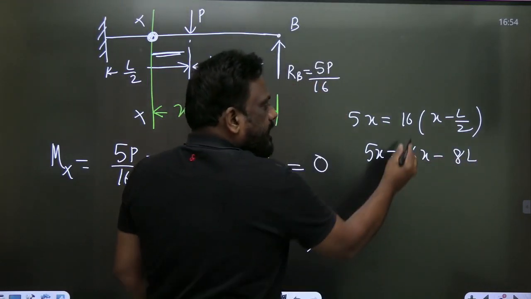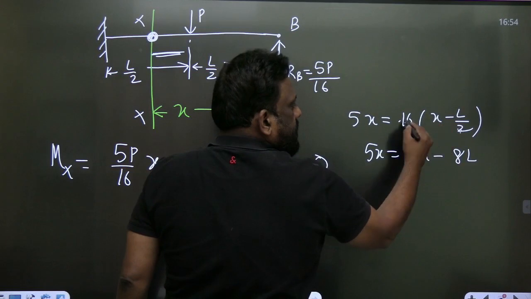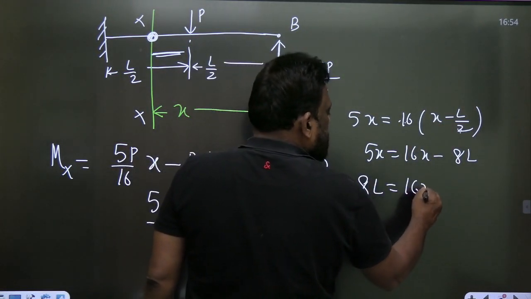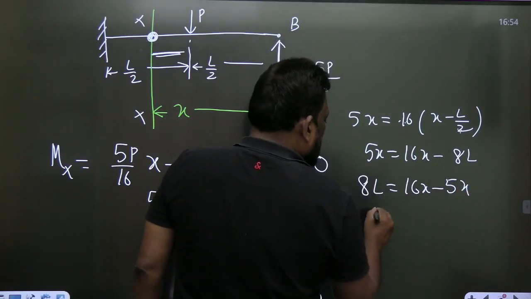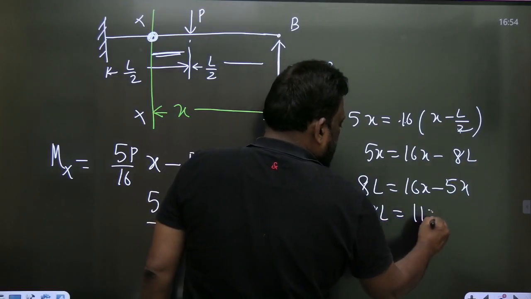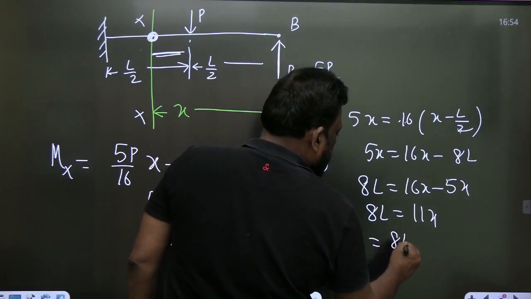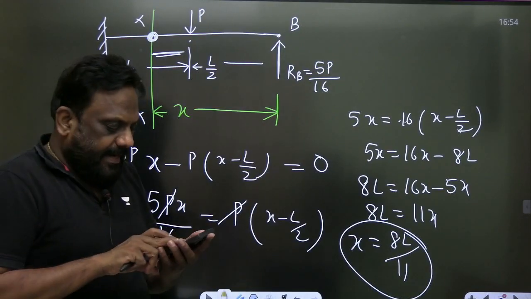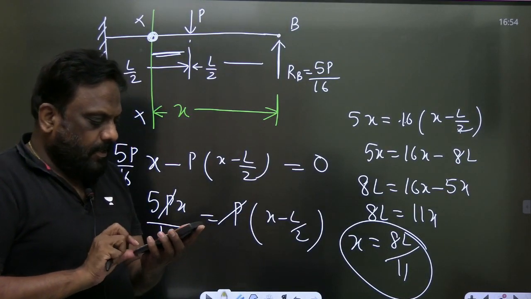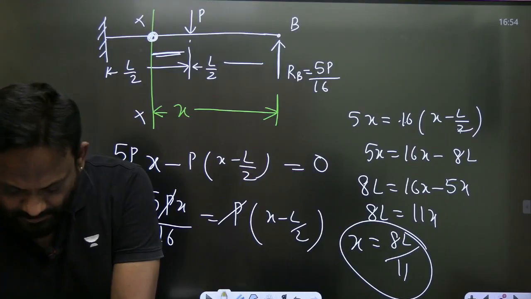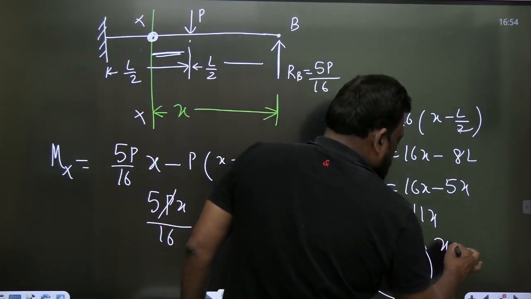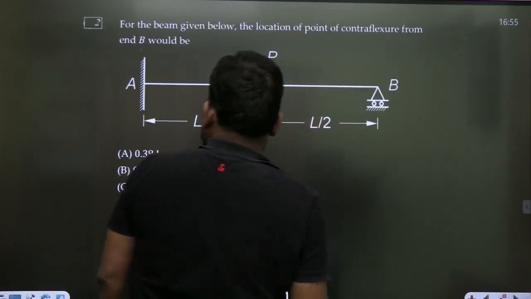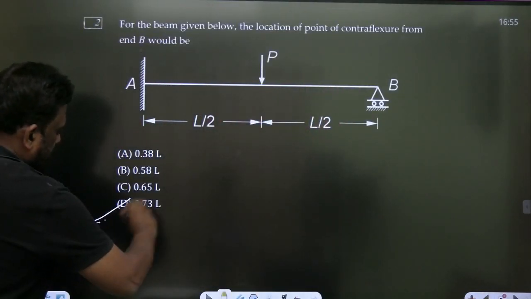Where did you get 8? 16 by 2. Okay. Now 8L is equal to 16x minus 5x. So 8L will be equal to 11x. So if you want x, it will be 8L by 11. So at this point, the bending moment is 0. If you calculate 8 by 11, you get 0.727. X is equal to 0.727 L. So this is the right answer.